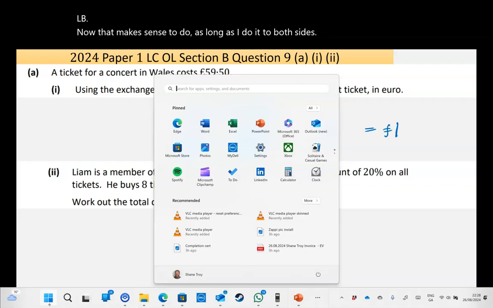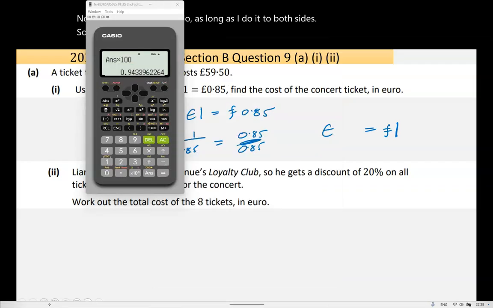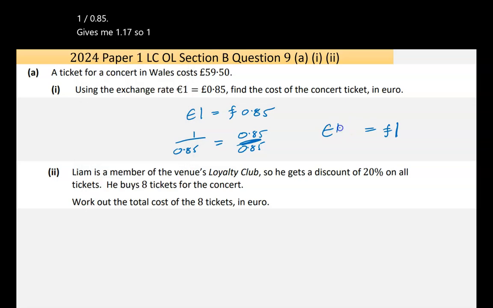So my calculator should be here. 1 divided by 0.85 gives me 1.17. So £1 is equal to €1.176. Actually, I use 3 decimal places.